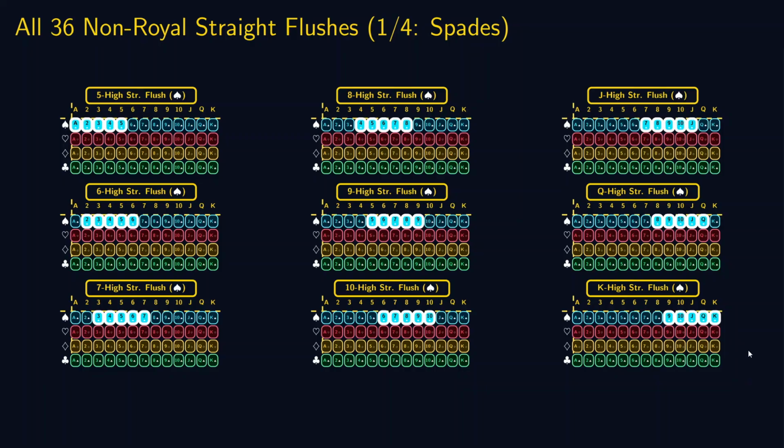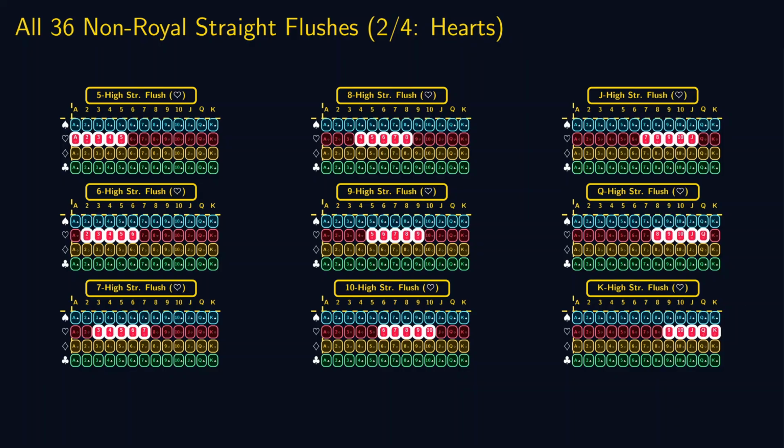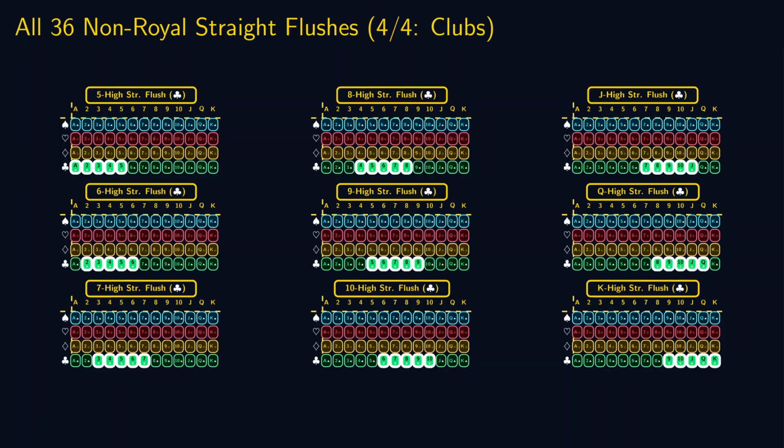Notice how the window slides steadily to the right, one column at a time, from the ace-low 5-high all the way up to the king-high. The row stays fixed, and the column window travels. Similarly, we have 9 for hearts, 9 for diamonds, 9 for clubs.